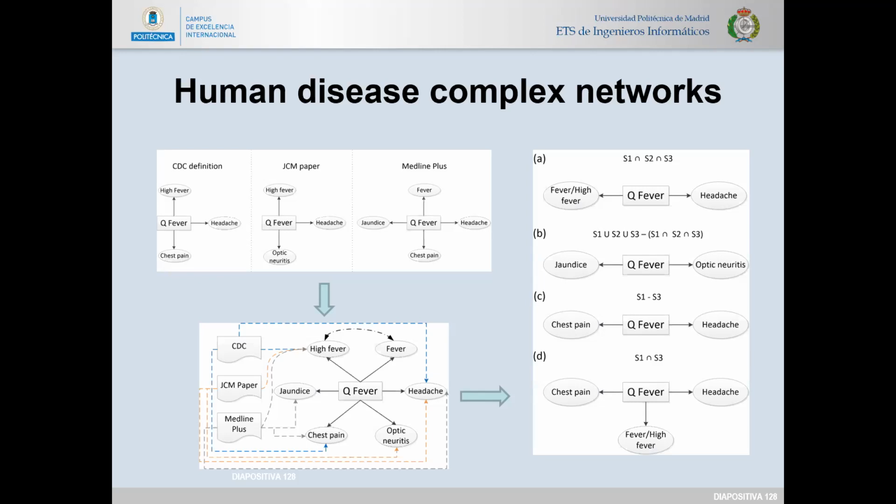For example, in B, we have all the symptoms that appear as part of only one source. Jaundice and optic neuritis appear only in the CDC or only in MedlinePlus, okay? So the others are in common. In the first one, for example, we have only the ones that appear in all. Considering that high fever is the same, okay? But if not, only headaches is the one. And we have several other combinations that can be done.